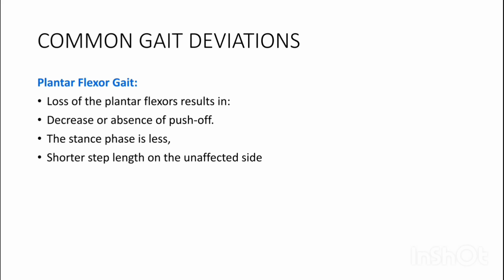Next, we have the plantar flexor gait, which occurs due to the weakness of the plantar flexors of the ankle. It results in decrease or absence of the push-off phase at the ankle. The stance phase is reduced and there would be shorter step length on the unaffected side.